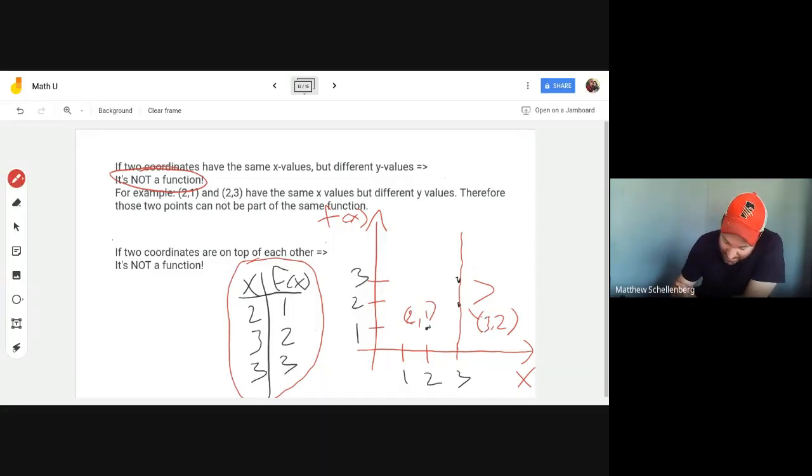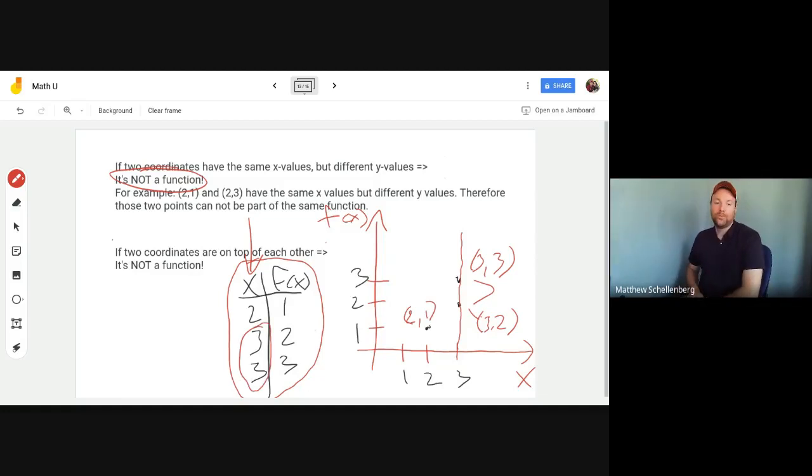The one up top is (3, 3). So these are the 3 dots. But what you notice if you look at the x values, do you have any repeats? Yes, you do. This right here. This is the problem. We have 2 repeats here in the x column, and that means they better give me the same thing, otherwise it's broken, and they don't.